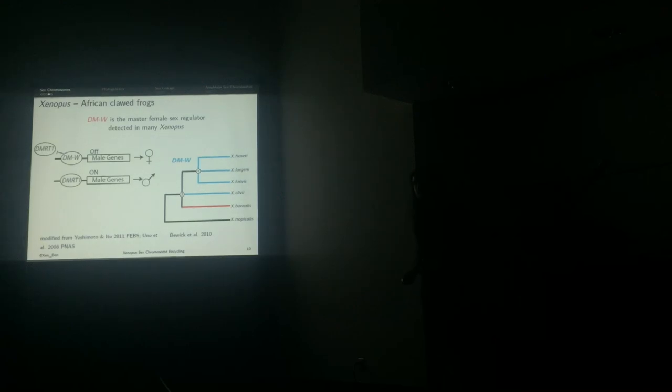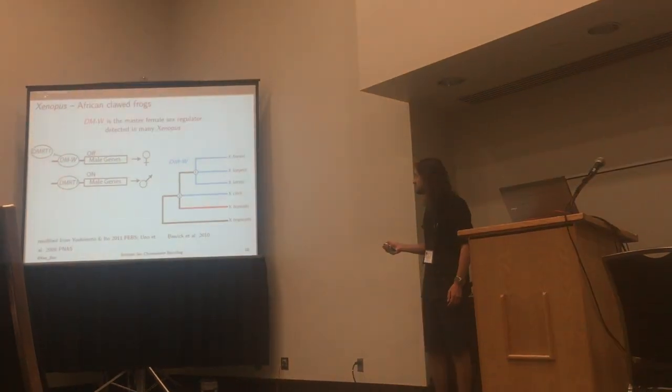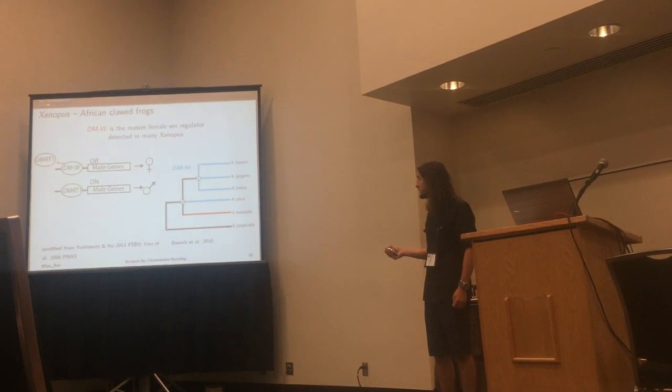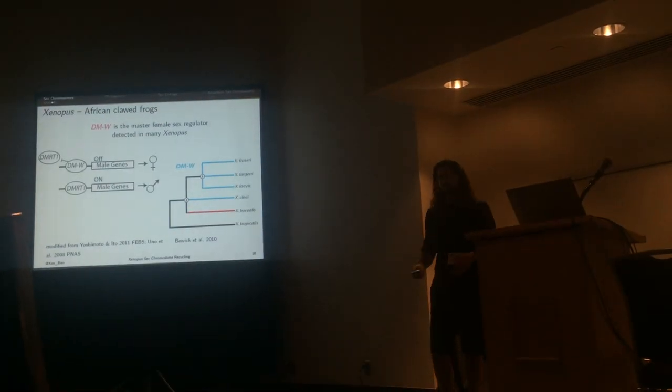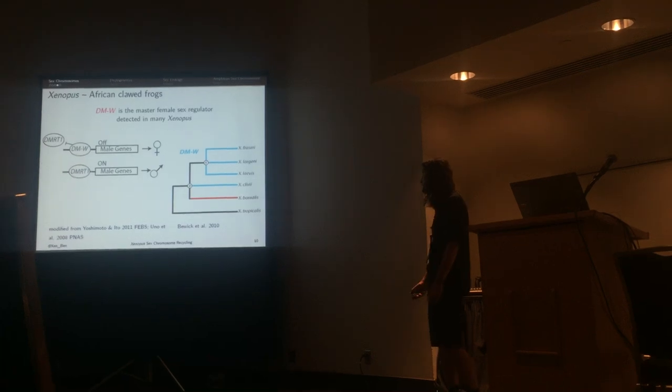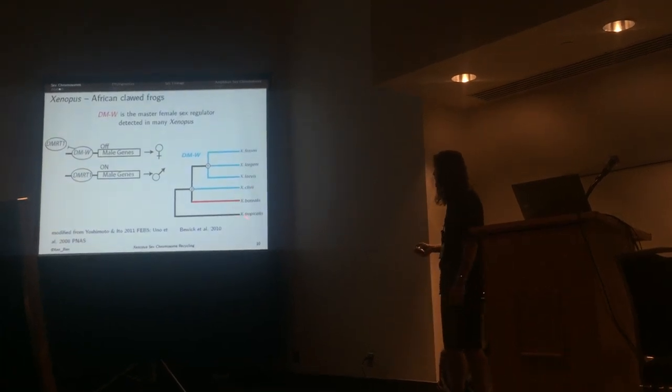And in a lot of these frogs, DMW is the master regulator. So it's a female-determining gene, it's on the W chromosome. And it basically functions to stop DMRT1 from turning on male genes. As we heard, DMRT1 is everywhere. And it's present in a wide variety of Xenopus.